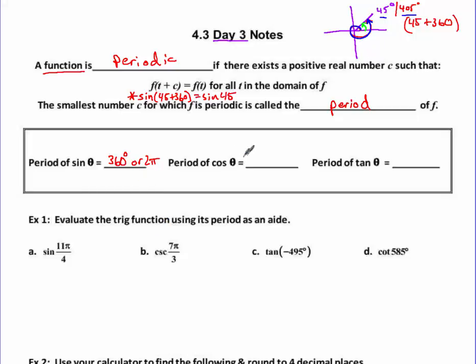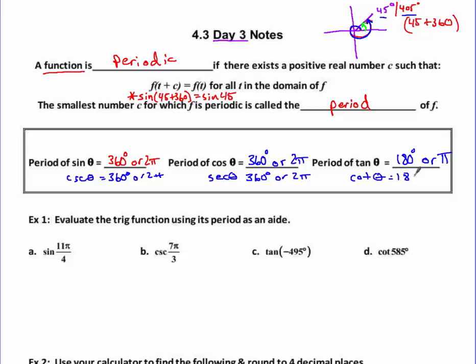So we're going to write down the rest of them. The period of cosine is 360 degrees also, or 2 pi. And the period of tangent is different, of course. Can't all be the same. So this one is 180 or pi. And their reciprocals: cosecant is the same, 360 or 2 pi. Secant, 360 or 2 pi. And our last one, our cotangent, is also 180 or pi.